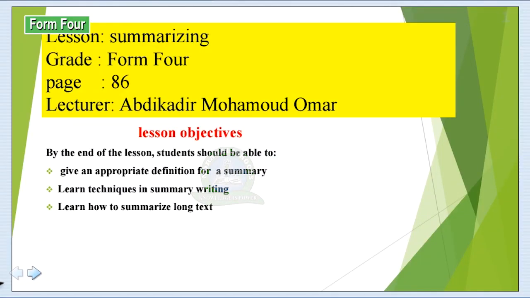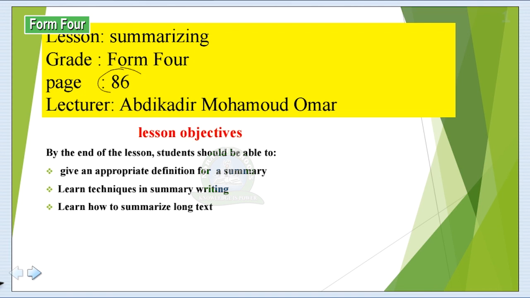So today we're going to talk about summarizing. Our lesson is about summarizing. Which page? 86. On which class or grade? Form 4. And the lesson is summarizing. So look at your books and open your books, page 86.